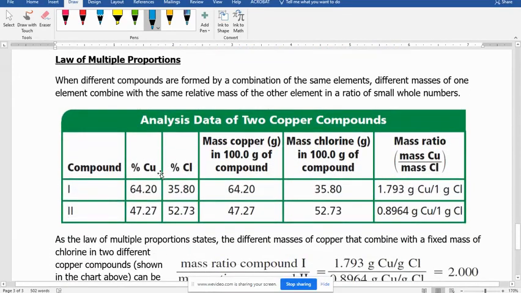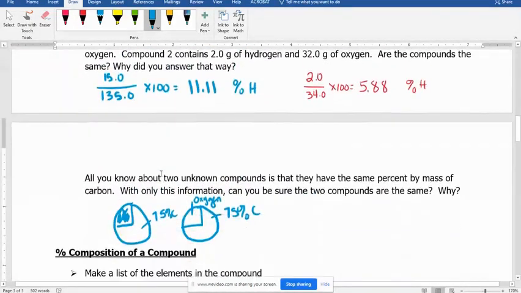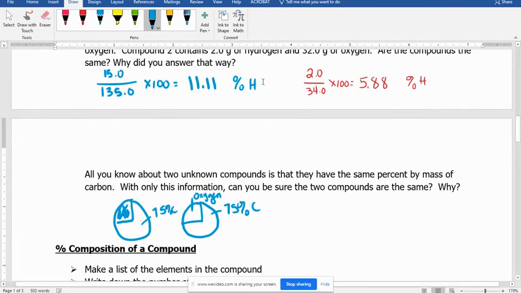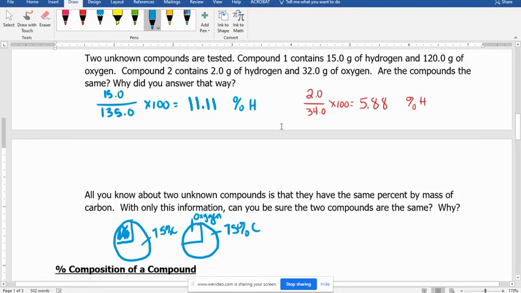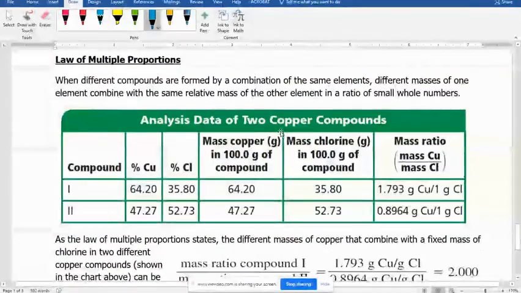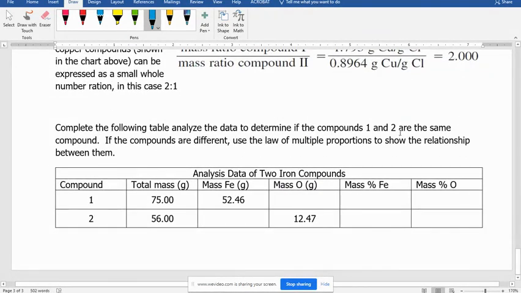The next part is law of multiple proportions, and all this is stating is it's very similar to the one that we did up here where we looked to see if we were dealing with the same compound or not, for this one and for this one. So here, since they had different percentages of hydrogen, it didn't end up being the same compound, and we're looking at the same thing down here. So law of multiple proportions, anytime you have multiple proportions of something out there, that means that you've got different compounds. Okay, so if we complete this table down here, we're going to figure out what our different masses are and see if these are the same compounds or not.